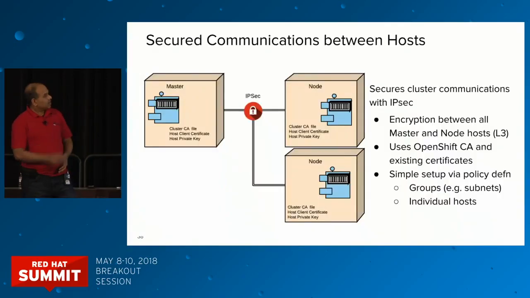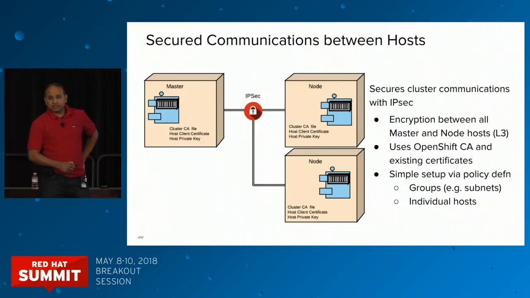OpenShift allows you to use IPsec, which uses OpenShift CA and existing certificates configured across your OpenShift nodes. Now, all the traffic going between the master and the node and the node is all secured with IPsec. So your traffic is encrypted. You will need 3 files: cluster CA file, the client certificate, and private key. These are all configured into LibreSwan database, and you can set up the IPsec policies. You know IPsec, right? Internet Protocol Security policies to encrypt the traffic between the hosts.